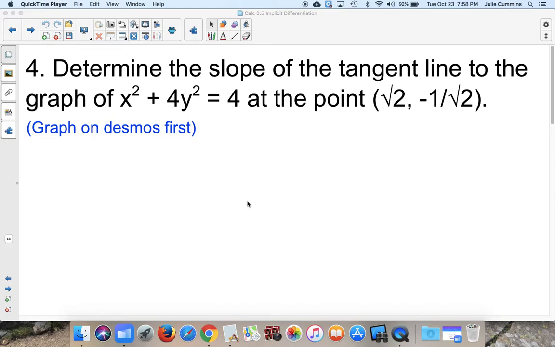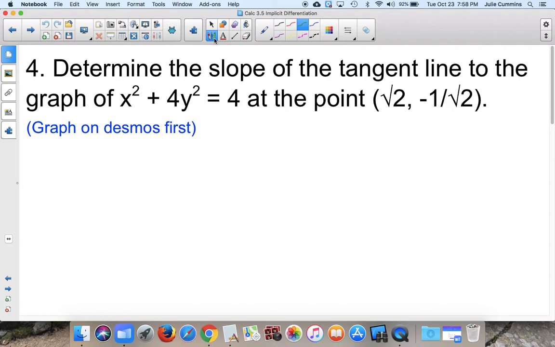We are continuing on with lesson 3.5. This is 3.5b. So yesterday we were talking about implicit differentiation. This is differentiating when you are not solved for y. So we have this function right here, x squared plus 4y squared equals 4. You'll notice that's not solved for y, so we can't take the derivative of it like we normally do. But we still want to find the slope of the tangent line at this point.